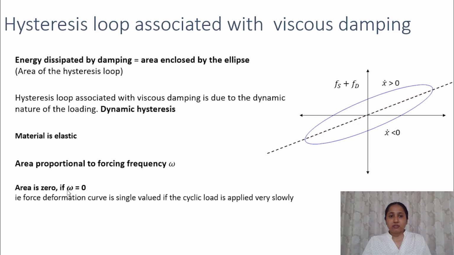So when will the forcing frequency be 0? So forcing frequency is 0 when the force acting on the system is static. So at that time the force won't be varying with time. So this frequency is 0. So if a static load is acting on the system, then we will not have this dynamic hysteresis happening. So at that time, the force deformation relation will be a single valued function.